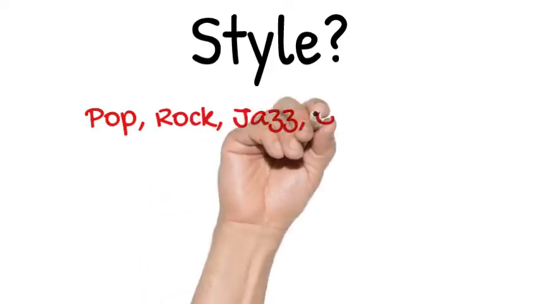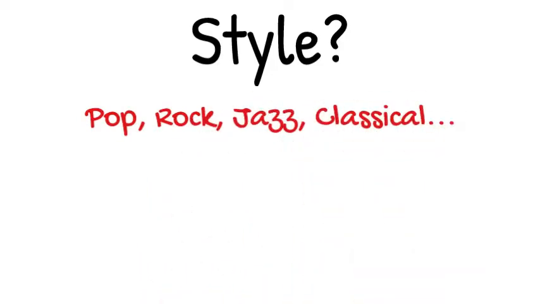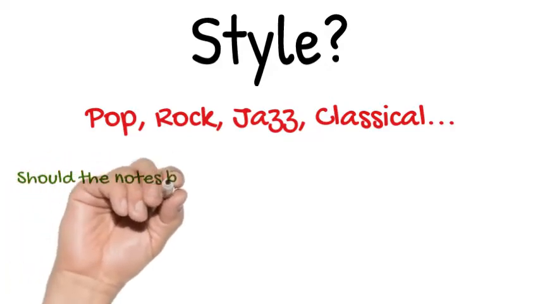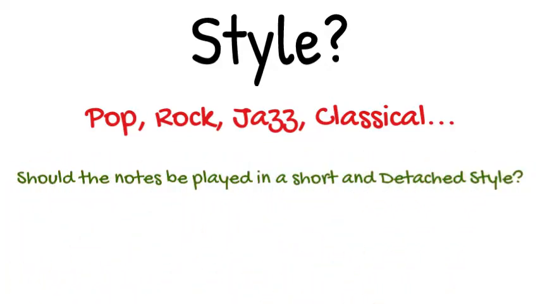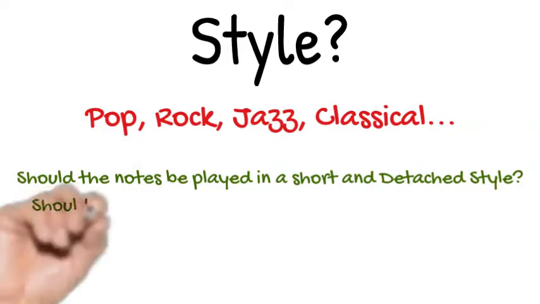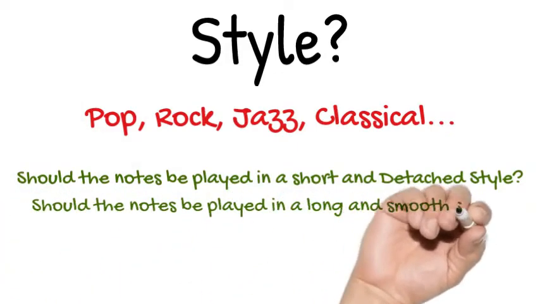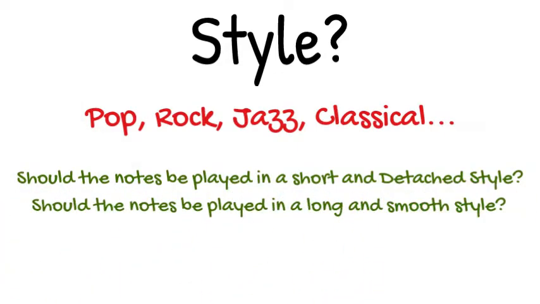Now before we do that, the word style can be quite confusing, as we can start to think about musical styles like pop, rock, jazz and classical. That's not what we mean here. In this case, we're talking about should the notes be played in a short and detached style, or in a long and smooth style. Again, in order that performers know exactly how to play a piece of music, Italian terms are used to indicate the style in which notes should be played.